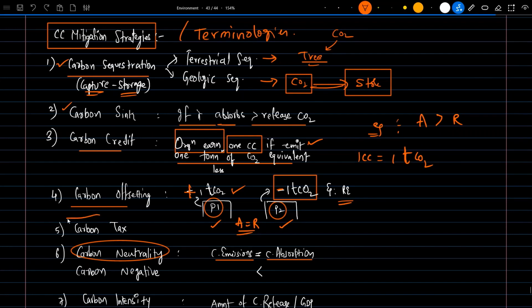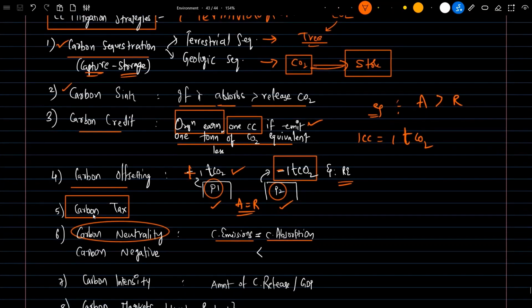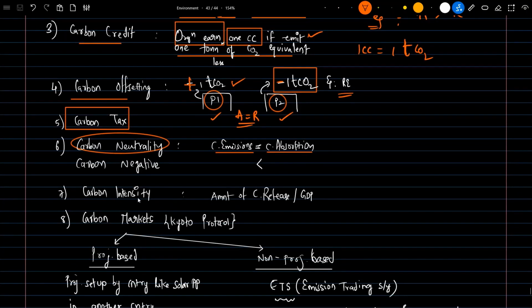Next, what is carbon tax? Whoever is releasing more carbon, taxing them is simply known as a carbon tax. Next, what is carbon intensity? It means nothing but the amount of carbon released per GDP. It is known as carbon intensity. So next important concept is carbon market.